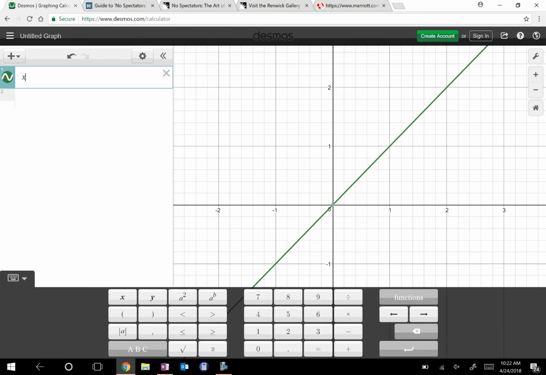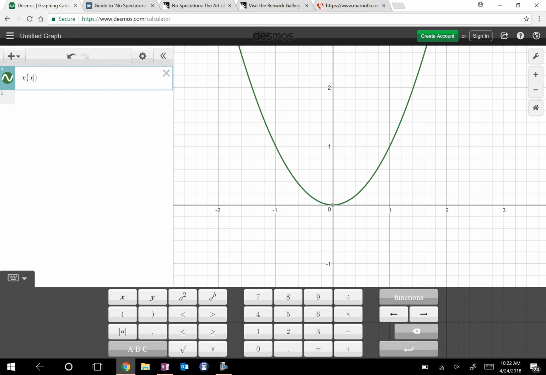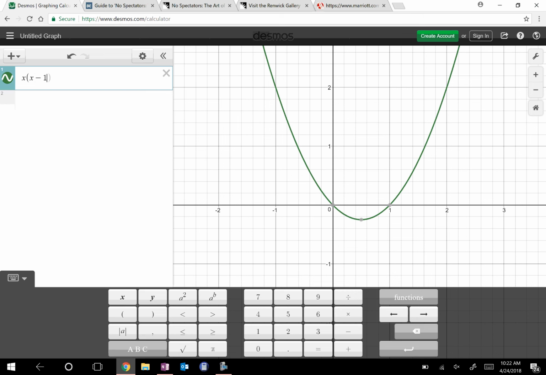If I have y equals x, obviously that's the line of identity. I can create different functions, like if I wanted to, this is x times x, or x squared. If I wanted to get this parabola to cross at 1, here's how I can do it. x minus 1, the opposite, close the parentheses. Now I've got two zeros. The first 0 is at 0, and the second 0 is at 1.